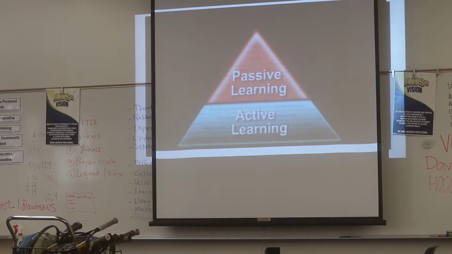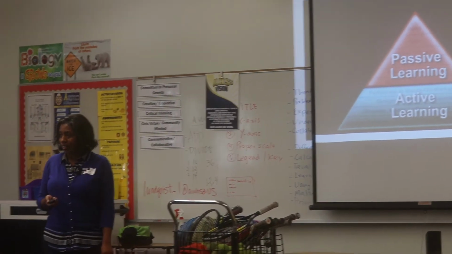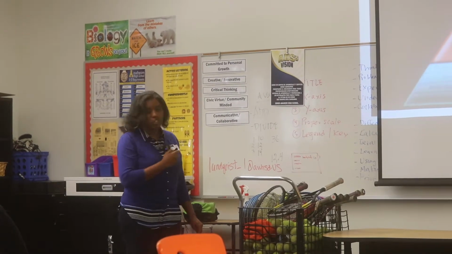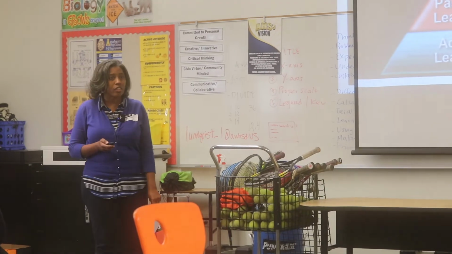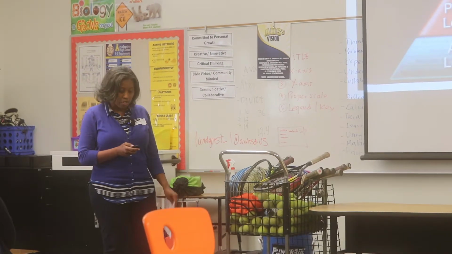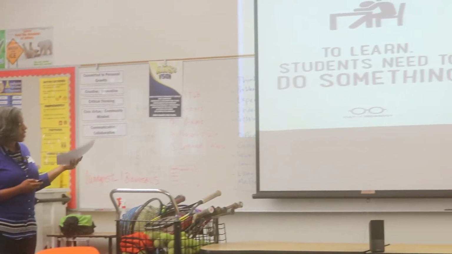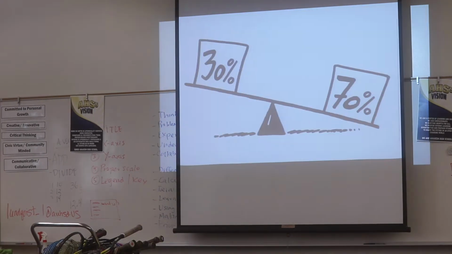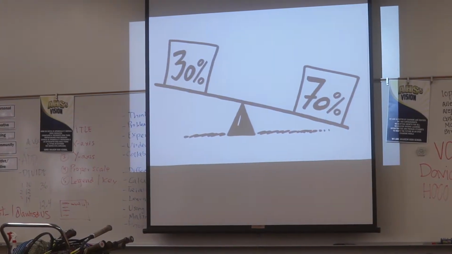But when you start to move students into talking with one another, discussing, reflecting, writing, and doing, that is when active learning occurs, and you're moving them to about 70 to 90% of the content that they will now remember. So in order for students to learn, they actually need to be able to do something. Today we're looking at how we can move from 30 to even 70%.